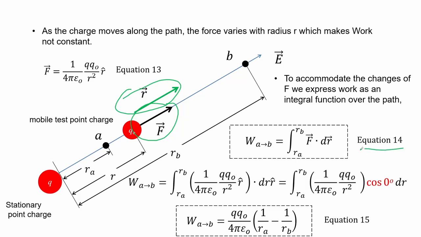Now we substitute the formula for the electric force into equation 14, and the angle between force and the displacement is 0, which results in a cosine value of 1. After manipulating the function we get the function for the work as shown by equation 15.